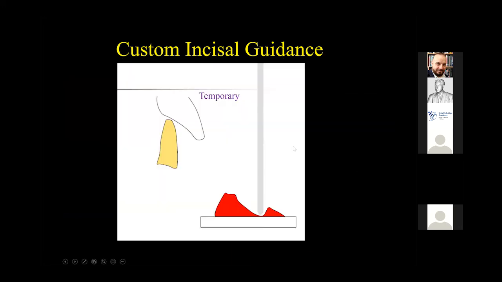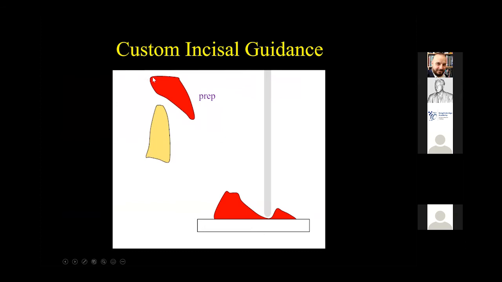So let's show that in this illustration. So these are the temporaries moving. Look at that. The shape created here looks like the shape of the palatal aspects here, because that's exactly how the jaw is moving on this particular patient.